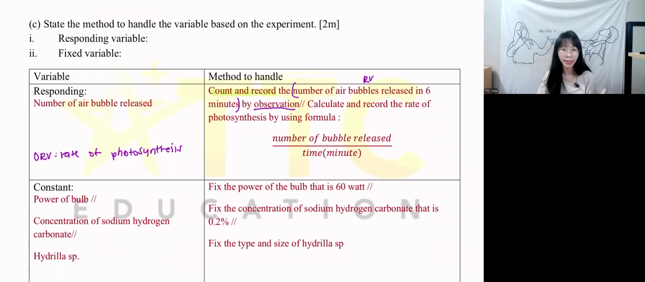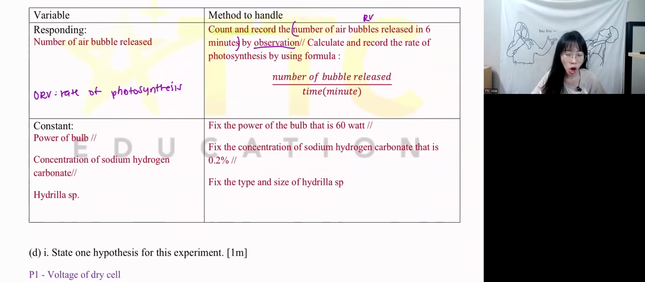Both answers are correct, guys. If you want to write responding variable, you have to write count and record. If you want to write rate of photosynthesis, you have to say calculate and record with the formula given: number of bubble release divided by time. Remember, if they don't give you the formula, you have to know the formula by yourself. It's only one formula that you have to remember. Okay, next, the constant variable.